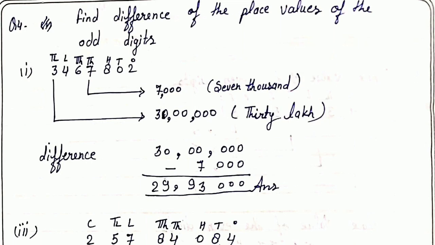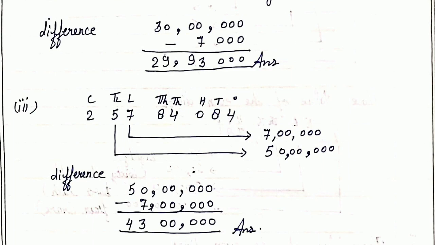Now for the third part, see here 2 odd digits are given, 5 and 7. So first we find out the place value of these. So 7 is situated in lakhs place, so its place value will be 7 lakh, and 5 is situated in 10 lakh place, so 5's place value will be 50 lakh. So now we will find out the difference, which number is bigger. Obviously 50 lakh is bigger, so first we will write 50 lakh, then we subtract this, so the answer will be this.